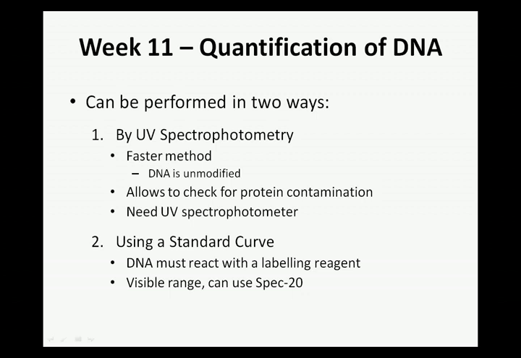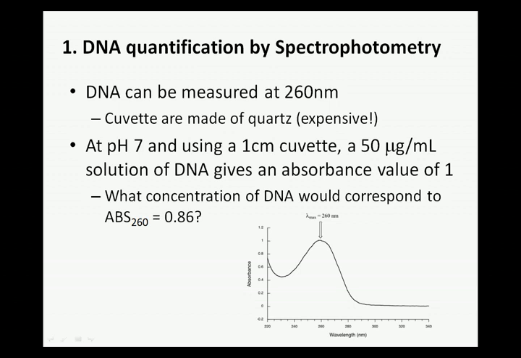The second method, and that's the one you'll be using in the lab, that's the only one we'll be doing in the lab this week, is by generating a standard curve by getting DNA to react with a labeling reagent, and then reading the sample with a very basic spectrophotometer like the spec 20. So the advantage of this method is that it doesn't require any expensive equipment or type of spectrophotometer. The drawback is that you have to carry on a reaction, which obviously takes longer than reading the sample as is.